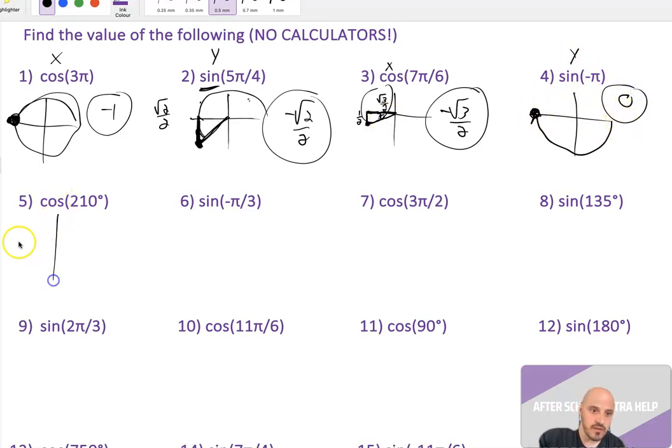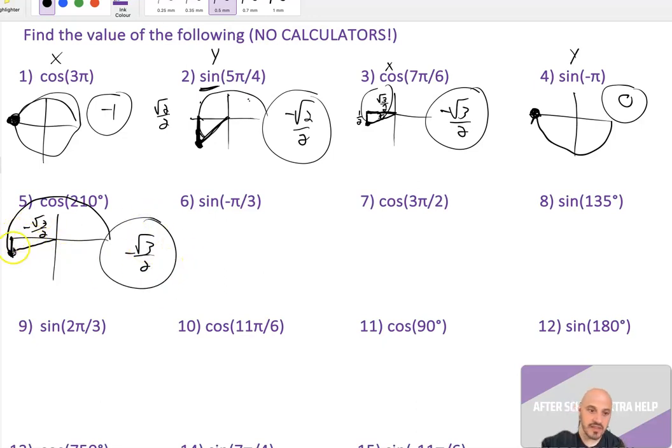Cosine of 210. Man, I should have chosen better examples, but that's okay. 210, right, is just 30 degrees past my 180 there. And again, I'm forming that same triangle as before. And these two, you'll notice, are the same exact question. So it doesn't matter if I'm in degrees or radians. I still have, for my x value, negative root 3 over 2. And again, I'll just write it larger over here. The distance really isn't negative, but that's my coordinate over here.